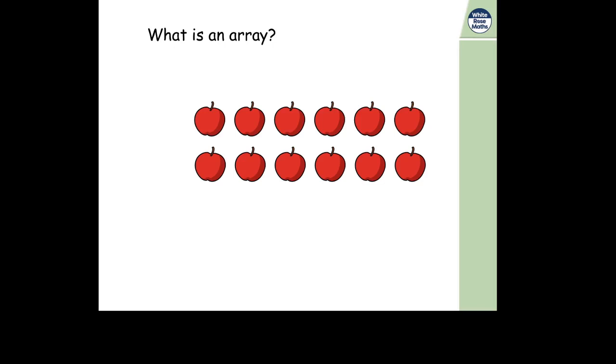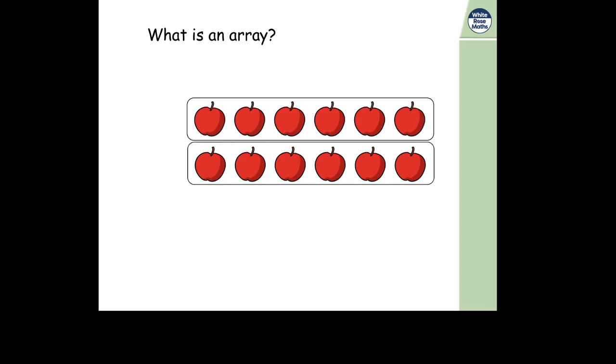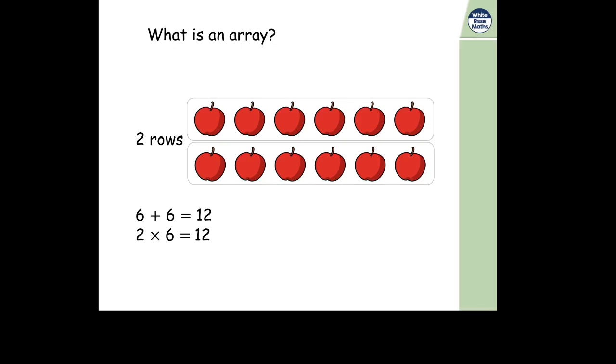Right, so what is an array? This is what we talked about yesterday and what you did in yesterday's lesson. So we've got groups of apples here, either going across. So here we have 2 rows. So we can say that is 6 add 6, because we've got 6 in the first row and 6 in the second row. Or we can say that is 2 times 6, because we remember times means groups of. So we have 2 groups of 6 equals 12. Either one of those is the same.